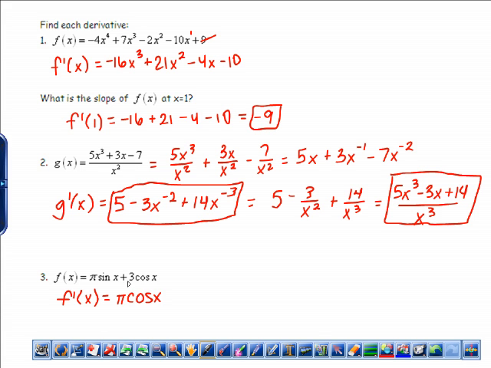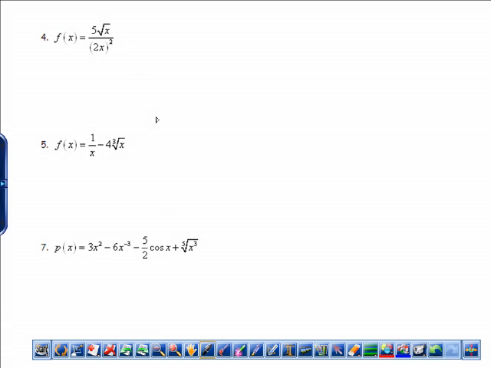All right, 3 is another constant, so I get to just multiply 3 times the derivative of cosine. What was the derivative of cosine? Negative sine, so this becomes negative 3 sine x. And this is going to feel a little strange, but you will get used to it and it will become just one of those things that's easy for you. Just takes a little bit of practice.